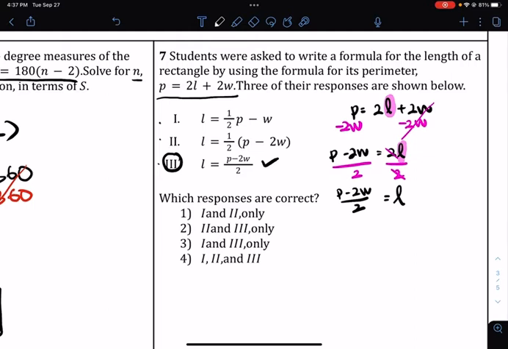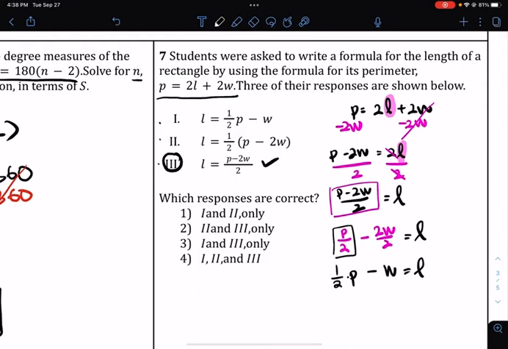Okay, here's how. This is the tricky part, right? You want to simplify this. Okay, so this is actually P over 2 minus 2w over 2. Alright, so if you simplify this even further, you can make this 1/2 times P, minus 2 divided by 2 is 1. 1 times w is just w. So this is actually this one. So 1 is also correct.